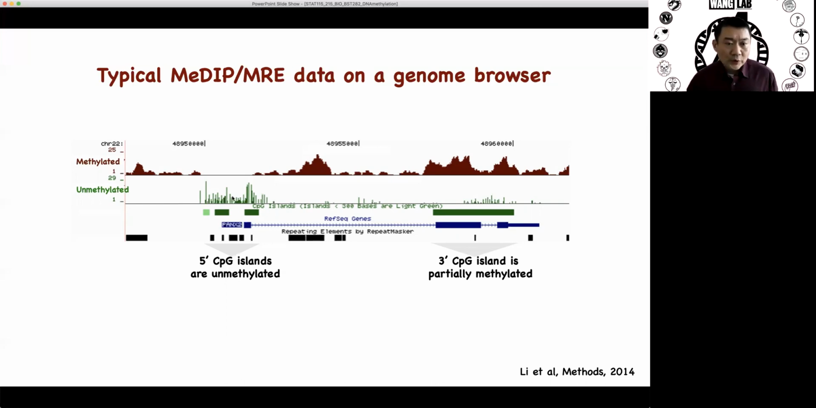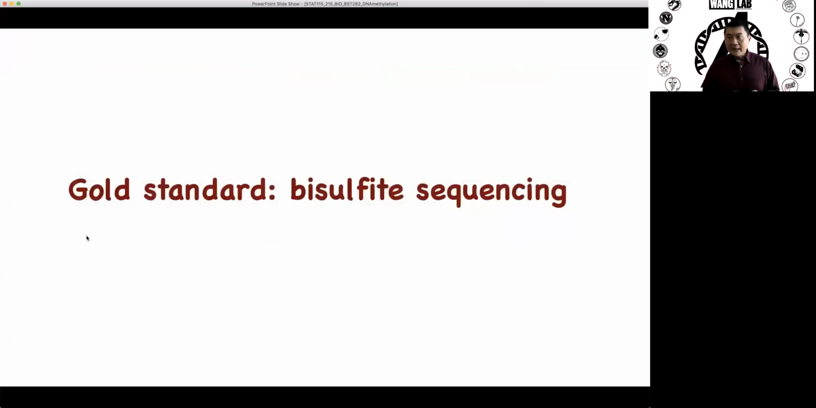The limit here is the recognition site, right? Not all CpGs are within the recognition site of a restriction enzyme. So you can use multiple enzymes to increase this coverage, right? So this is also a typical technology. But the gold standard, right?